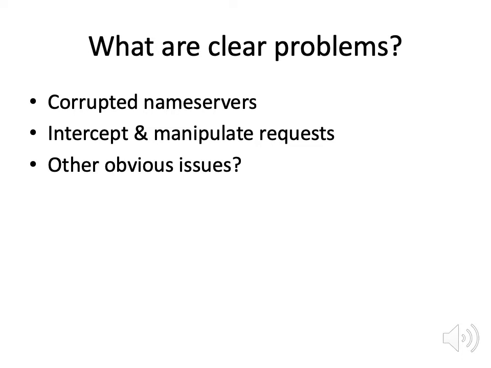Another thing is an attacker can intercept and manipulate requests and responses. An active network attacker could potentially see a DNS response and just modify the IP address in it so that a client would go to the wrong place. If you can have active network attacks, there's really zero protection against this. So are there other obvious issues of things that might happen? Think about this a little bit. Pause here before you go on.